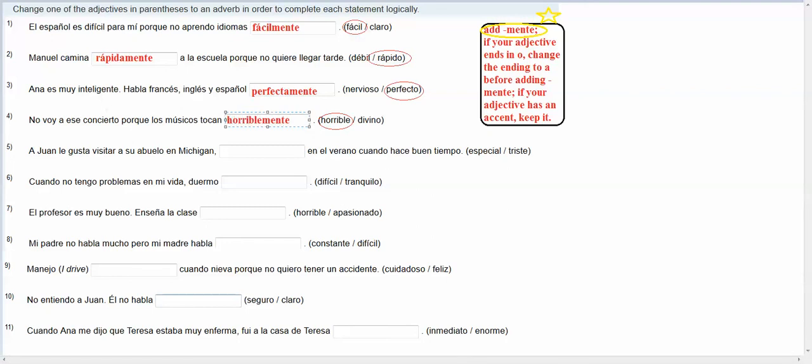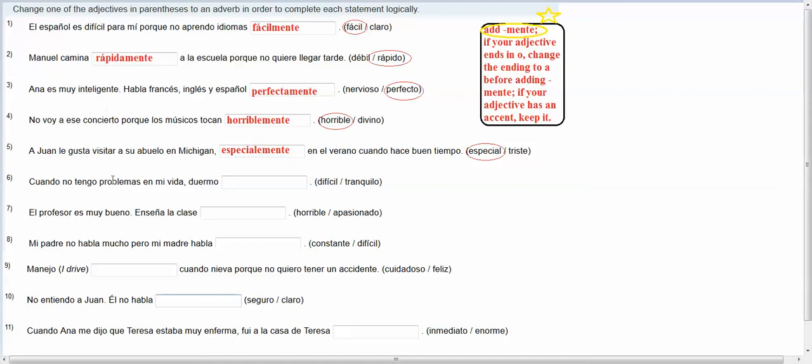Horriblemente. Okay. A Juan le gusta visitar a su abuelo en Michigan, blank en el verano cuando hace buen tiempo. So sadly or especially in the summer makes more sense, right? Okay, it doesn't end in O, so I don't need to make any changes, no A's, I just need to add mente. Especialmente.